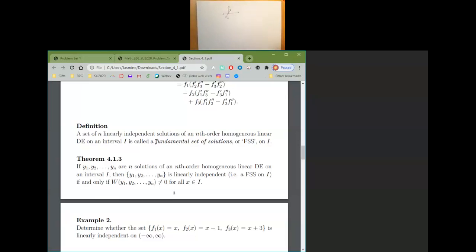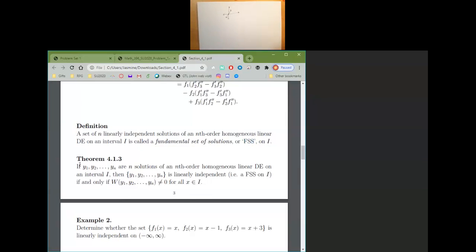Okay, but a set of n linearly independent solutions of an nth order homogeneous linear differential equation on some interval is called a fundamental set of solutions, or FSS, on that interval. That is to say, it is totally comprehensive. That is all the information that you need in order to find a general solution, which I think might be after this next example that it says why we care about that.